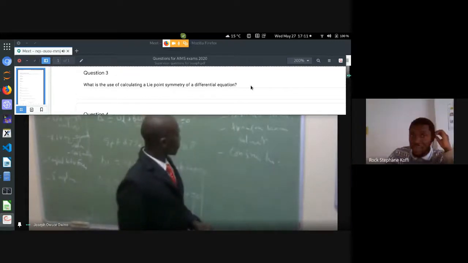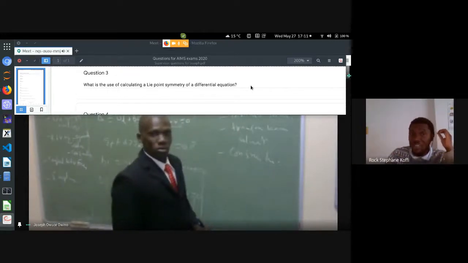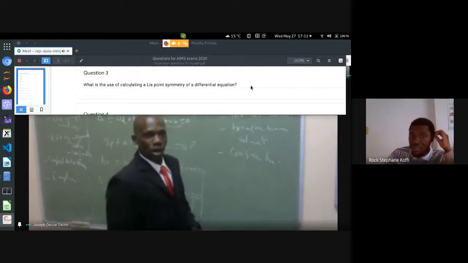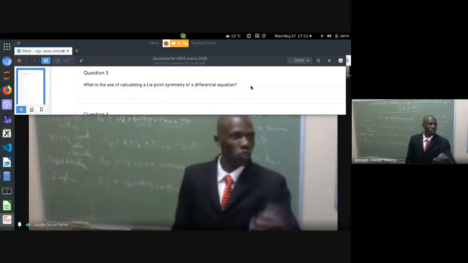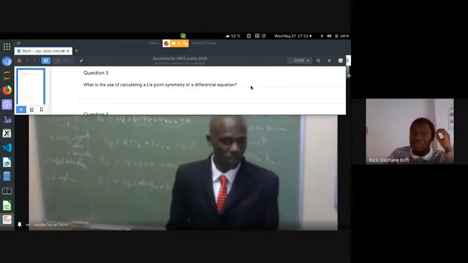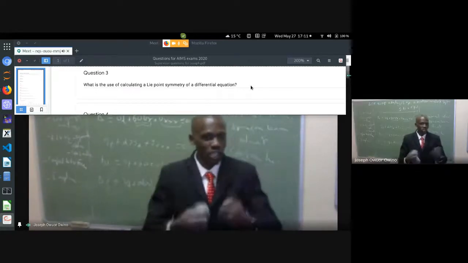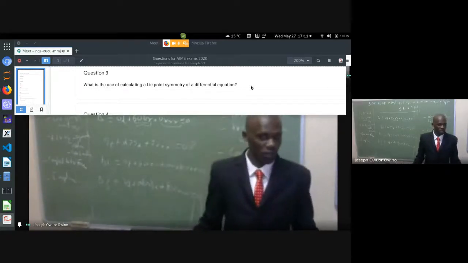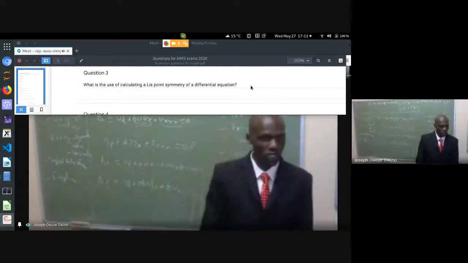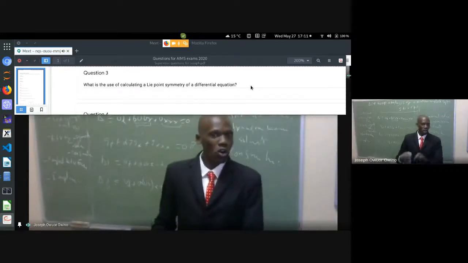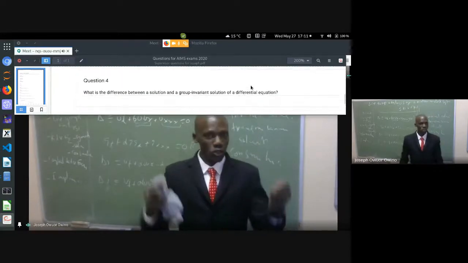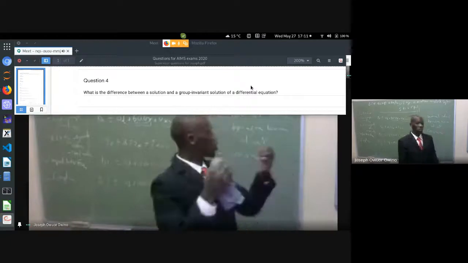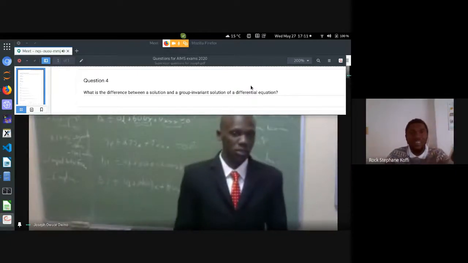Okay, so it's the same as the answer that you just gave. You asked me what is the use of calculating a Lie point symmetry. After I've gotten a Lie point symmetry, what do I use it for? And I've said, okay, I use it to transform a solution that I know to another solution, or I use it to construct group invariant solutions. I can also use it to find conservation laws. Conservation laws. Okay, exactly. Thank you.